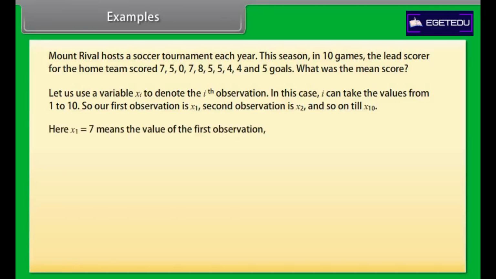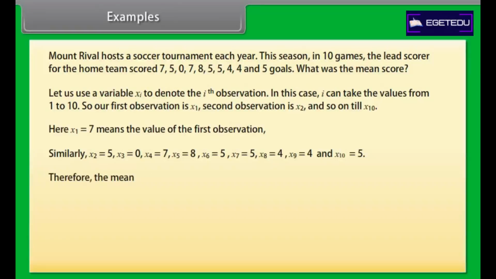So our first observation is x1, second observation is x2, and so on till x10. Here x1 is equal to 7 means the value of the first observation. Similarly, x2 is equal to 5, x3 is equal to 0, x4 is 7, x5 is 8, x6 is 5, x7 is 5, x8 is 4, x9 is 4, and x10 is 5.